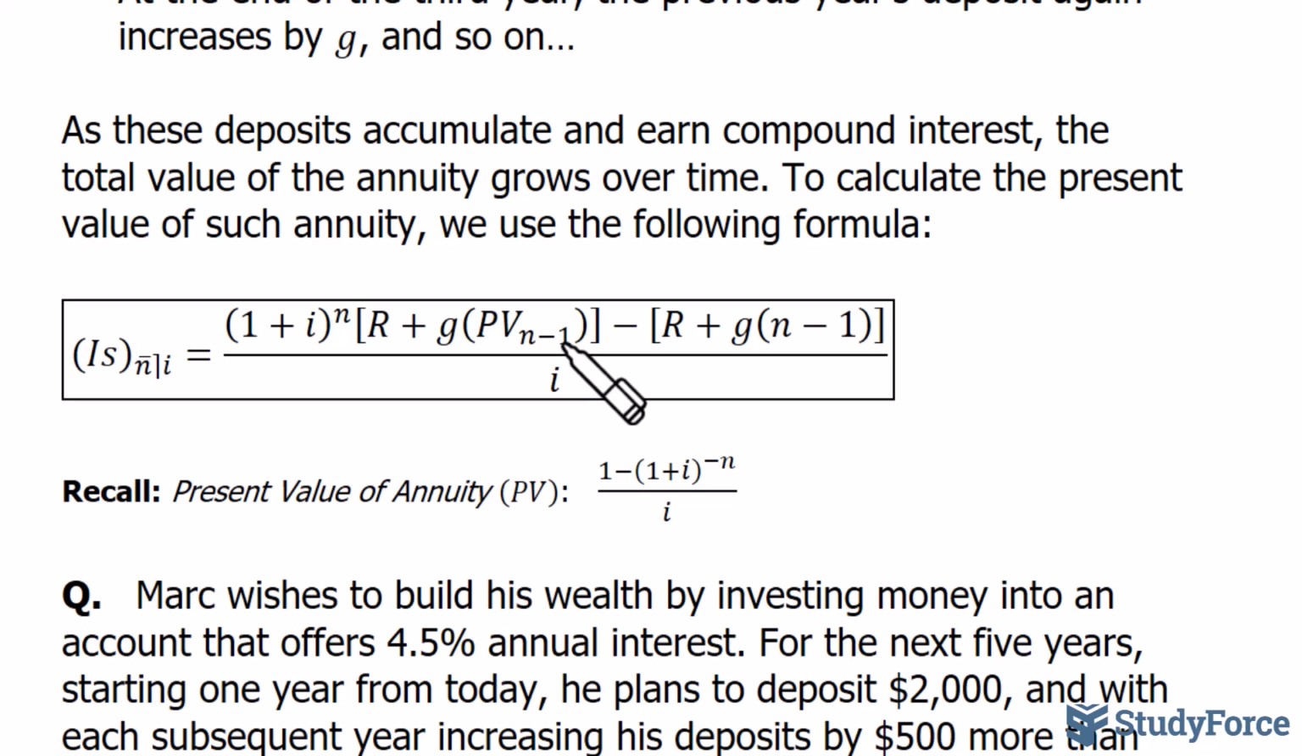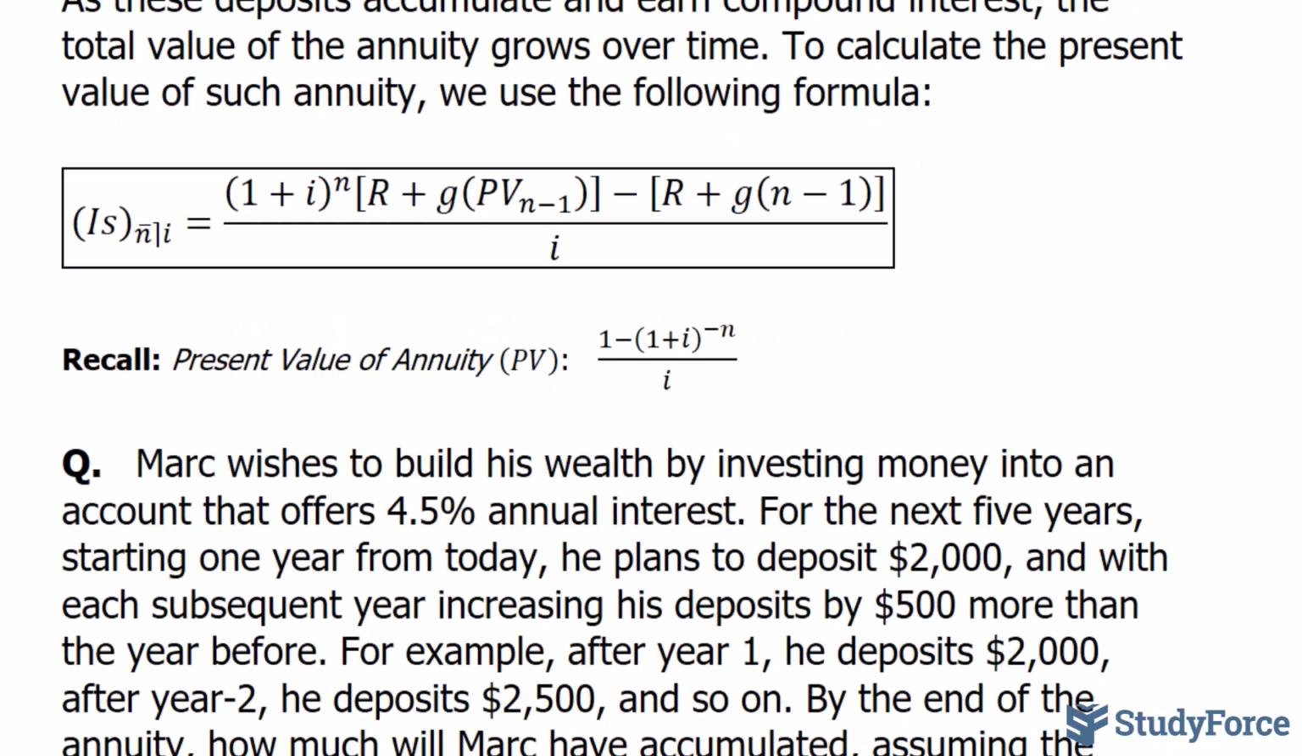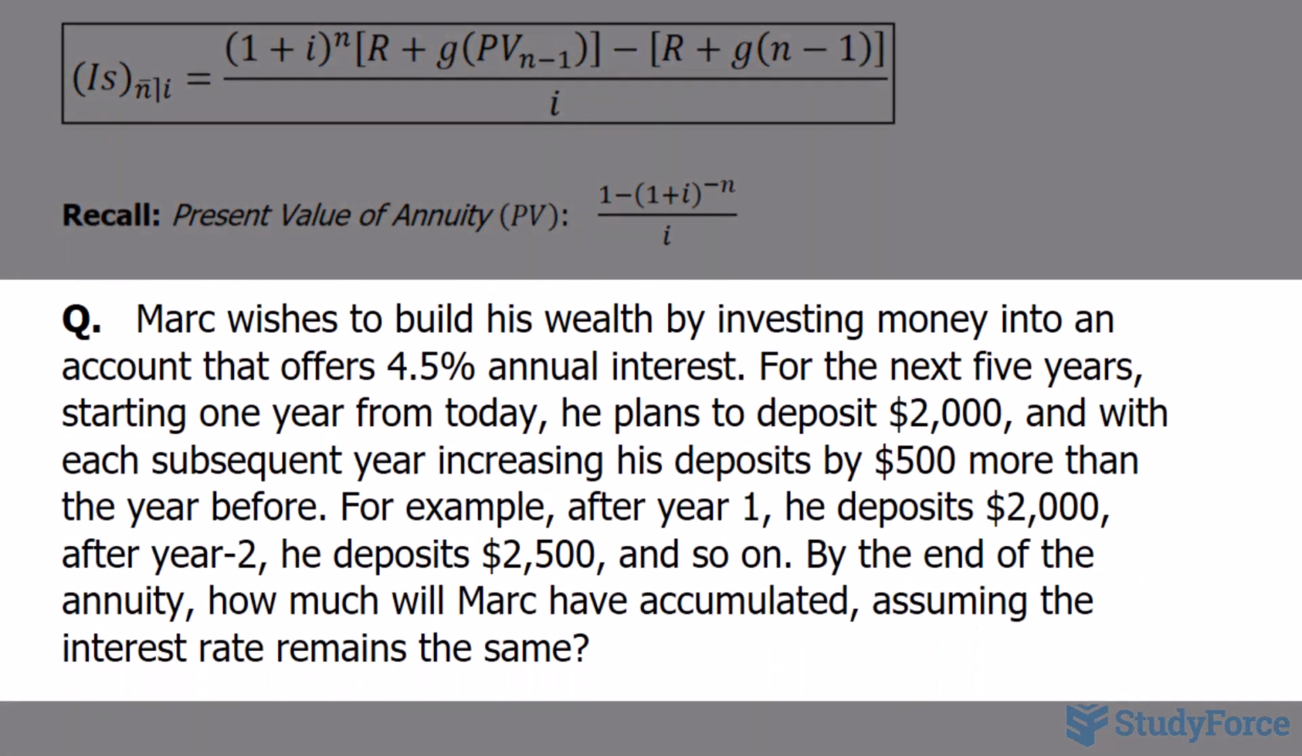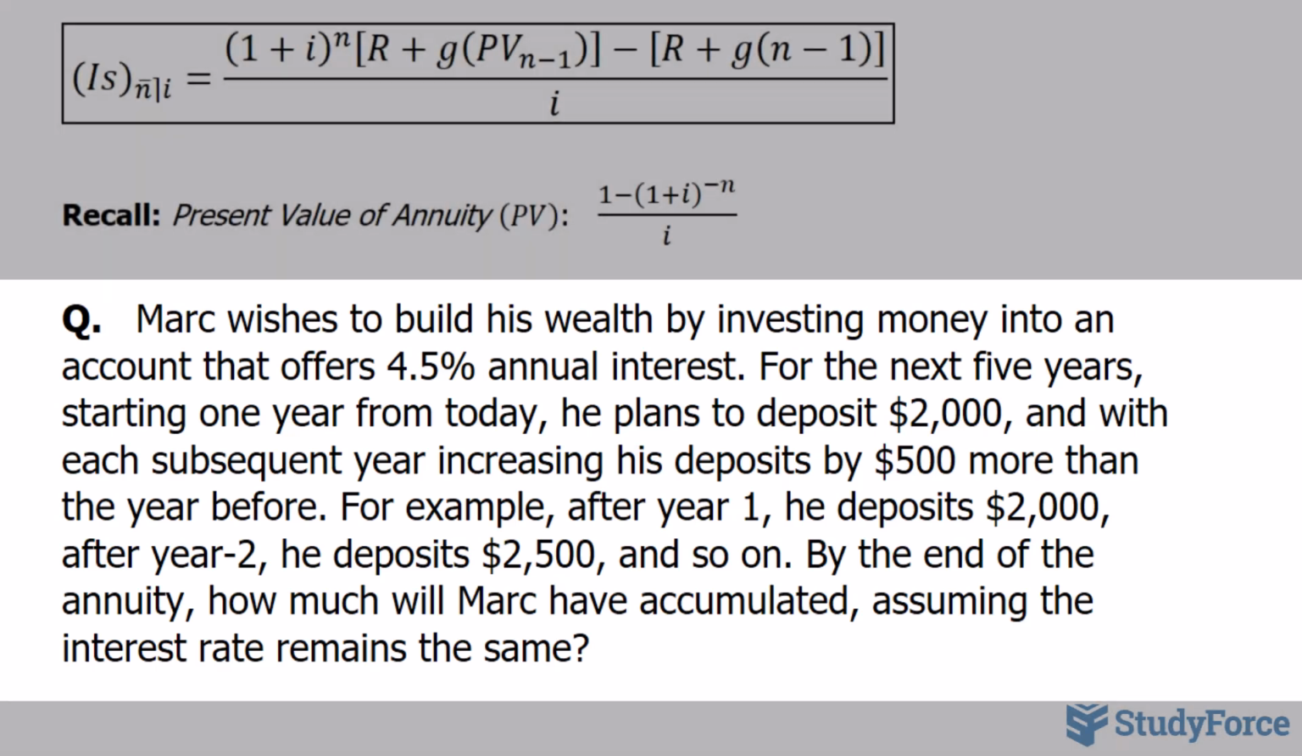Let's take a look at a scenario where we would need this formula. The question reads, Mark wishes to build his wealth by investing money into an account that offers 4.5% annual interest. For the next 5 years, starting 1 year from today, he plans to deposit $2,000 and with each subsequent year increasing his deposits by $500 more than the year before. For example, after year 1, he deposits $2,000. After year 2, he deposits $2,500, and so on. By the end of the annuity, how much will Mark have accumulated, assuming the interest remains the same?